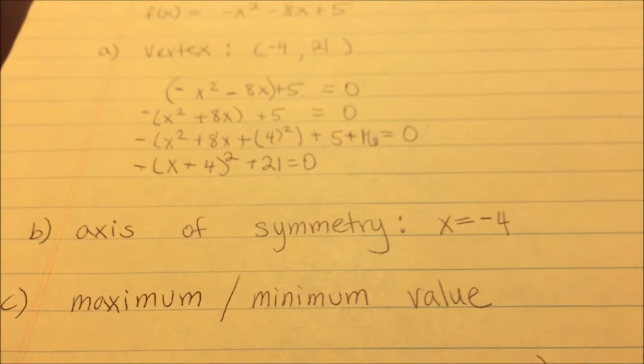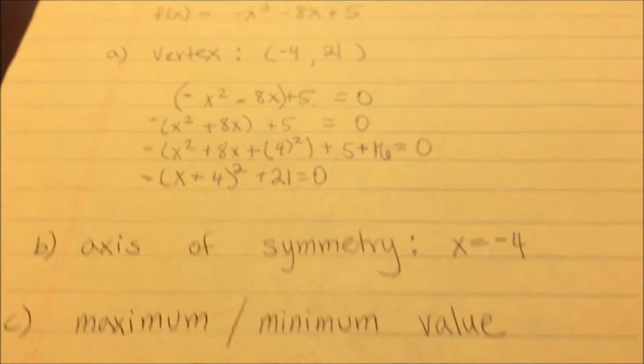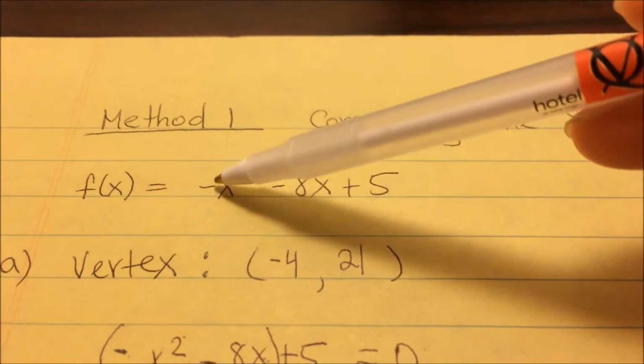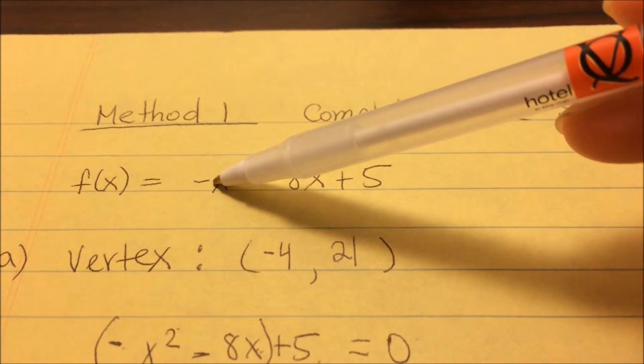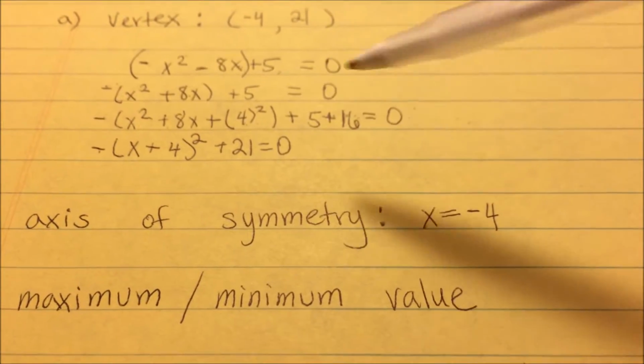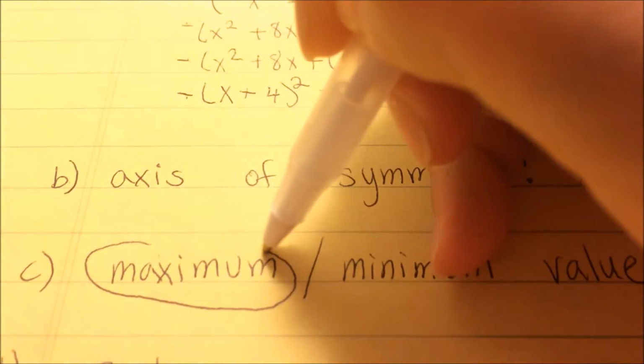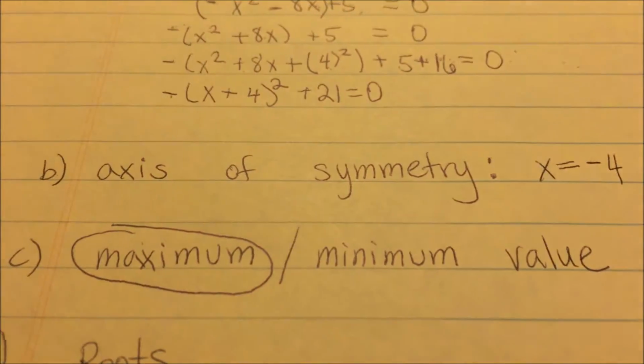Okay. Next one, maximum minimum. So maximum minimum was determined from the a. So from here, remember the a was negative. If a is negative, it's going to open downwards. So therefore you have a maximum instead. So we're just going to get a maximum. And that's all you need to tell me, if it's a maximum or minimum.